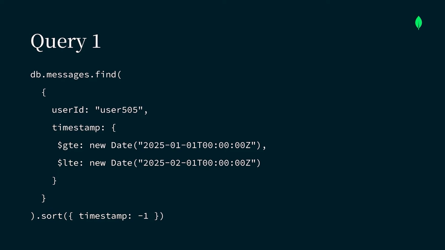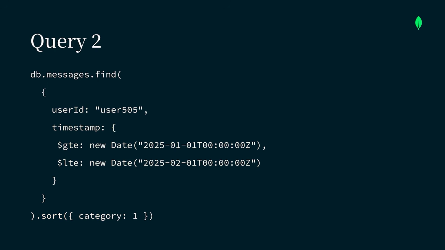The first query is used to retrieve documents from the messages collection for a specific user, identified by user ID, where the document timestamps fall within a specified date range. The results are sorted in descending order based on the timestamp. This ensures that the most recent entries in the given date range appear first. This query pattern is commonly used for displaying recent activity or messages for a user within a certain time period.